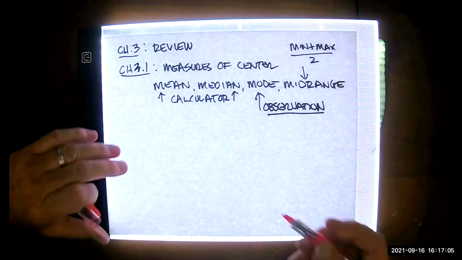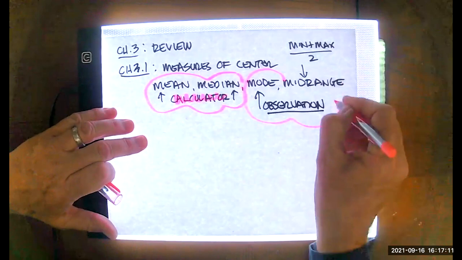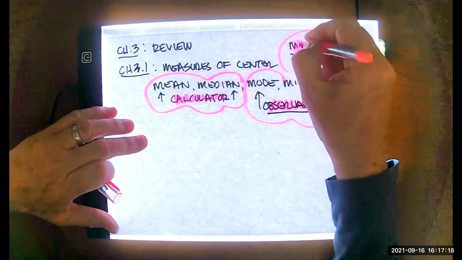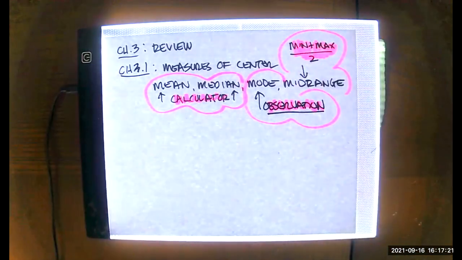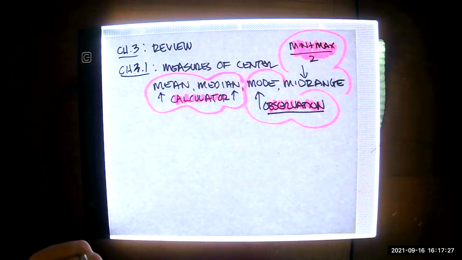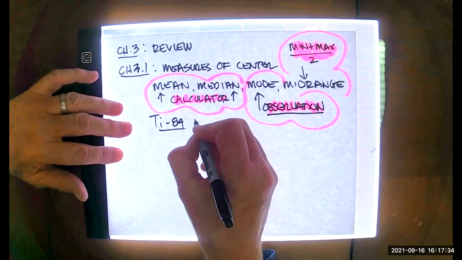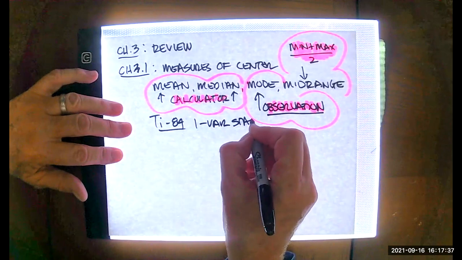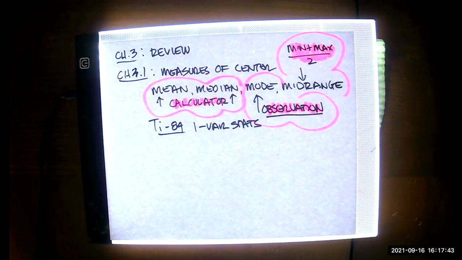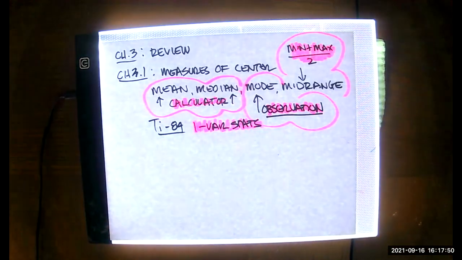So, the mean and the median, calculator. The mode, observation. The mid-range, the only one with a formula. And we grab the min and the max from our calculator. Our keystrokes, I'm not going to talk about the keystrokes, but I will note that the TI-84 uses the one variable stats command. And you can find plenty of detail here on the website, on the Canvas course shell.